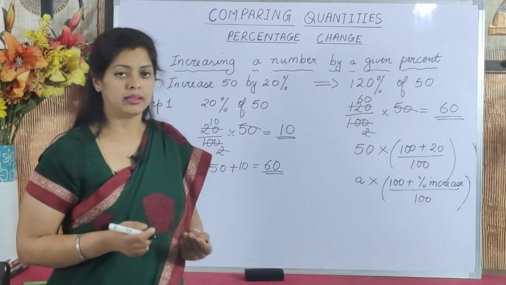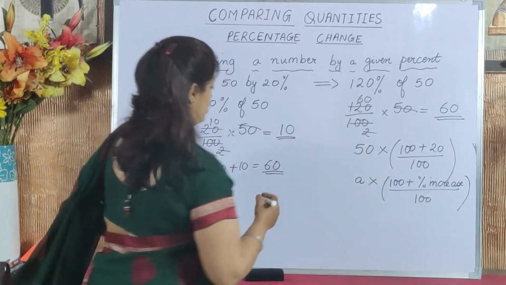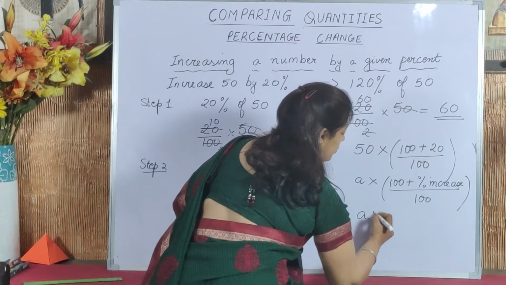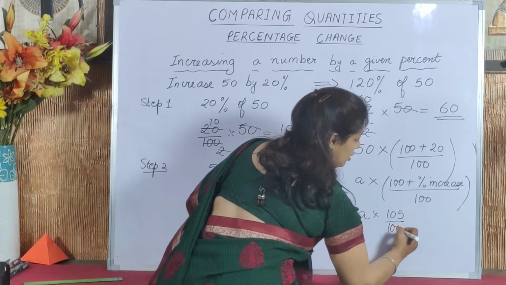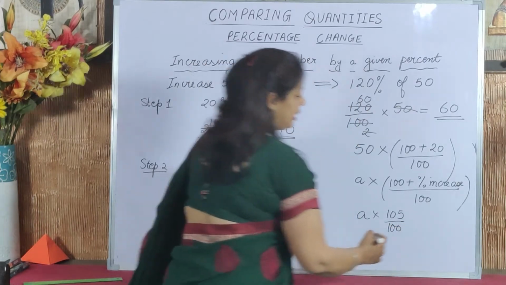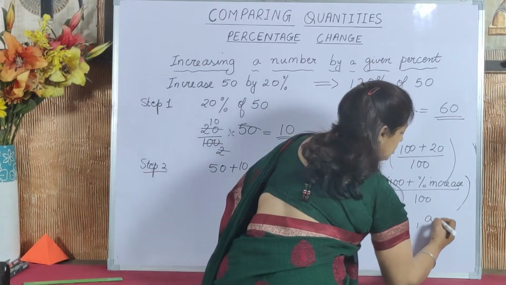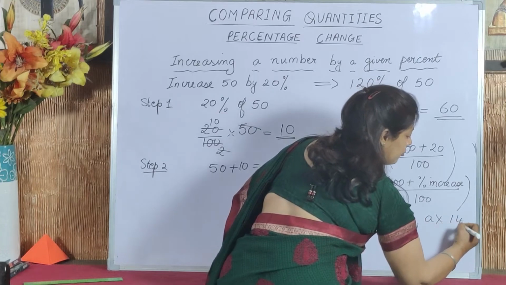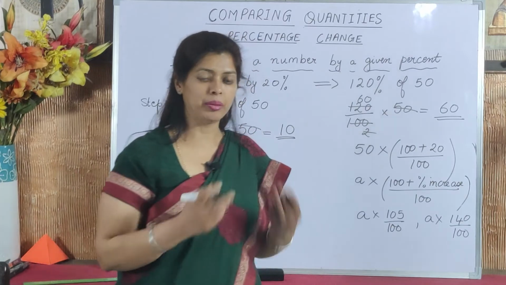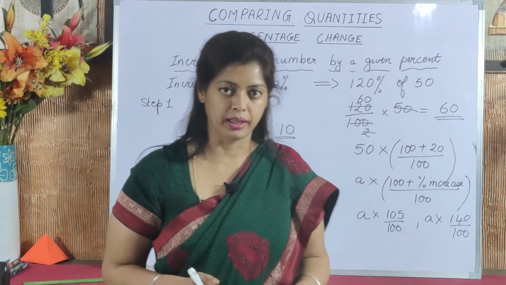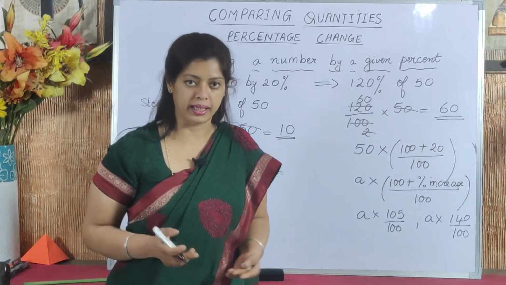Suppose you have to increase a number by 5%. So it will be equal to the number multiplied by 100 plus 5, that is 105 upon 100. Or if you have to increase by 40%, the number multiplied by 140 upon 100. 30% will be the number multiplied by 130 upon 100, which will give you the increase directly.